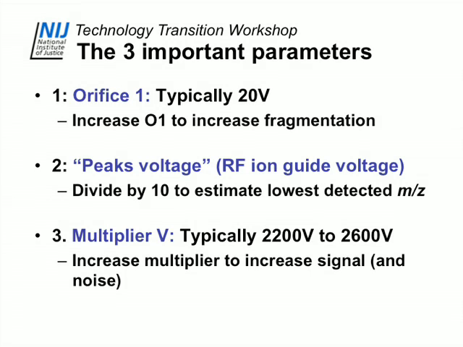And that can be programmed to be switched if you want to see both low and high masses. But basically what will happen is anything above that mass will be detected and anything below that mass won't show up. And finally, the multiplier voltage.